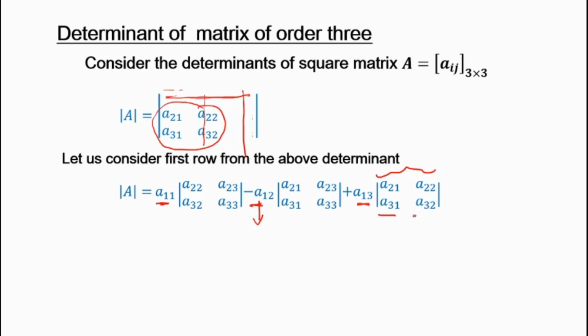This is A13, deleting the first row elements and third column elements, and the elements remaining form the next determinant. So in this way we are expanding the determinant.